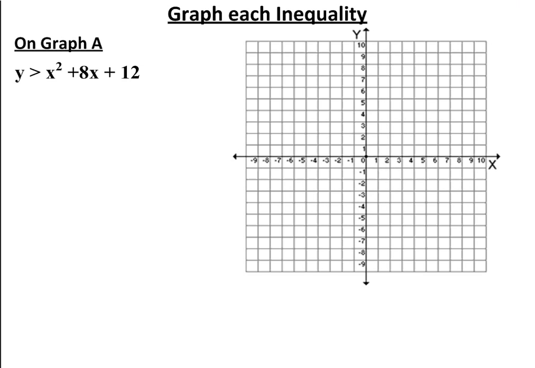So if you remember when we did this, a couple of things we're going to notice is now we have a greater than symbol. Remember, a greater than is going to give us a dashed graph, and then we're going to have to use a test point to see what side we're going to shade.